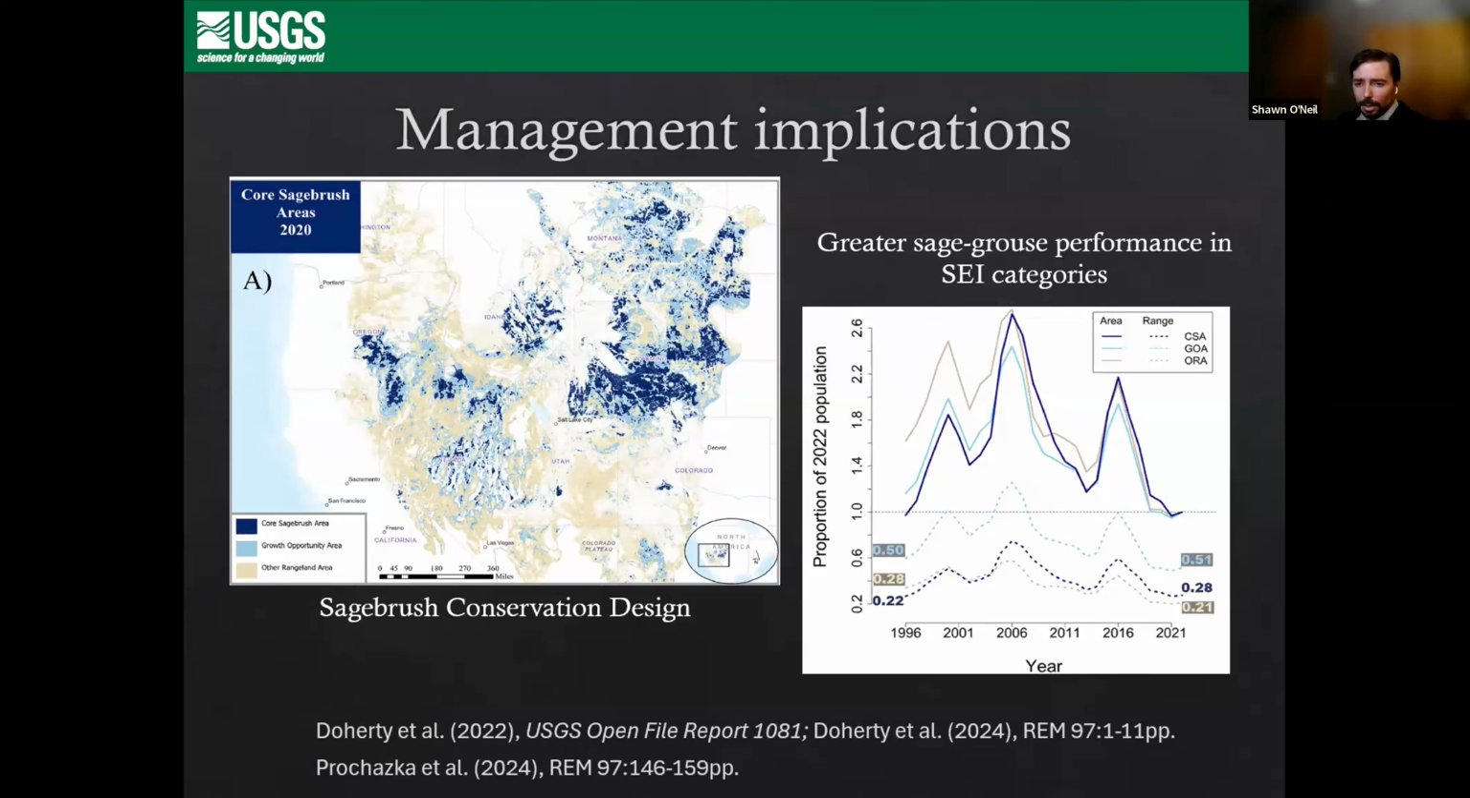Under this framework, that concept of defending and growing the core implies that there are some areas where conservation resources and actions are going to be more effective than others, often depending on how degraded a particular area already is. So these concepts can also be applied to sage-grouse conservation.